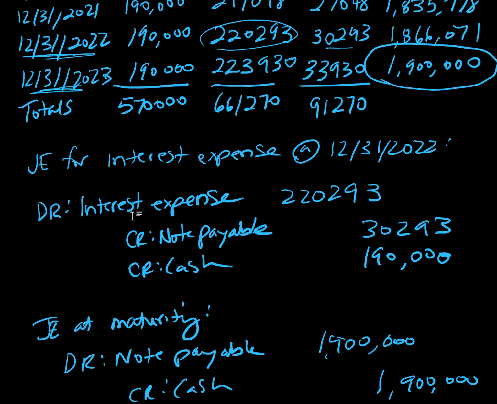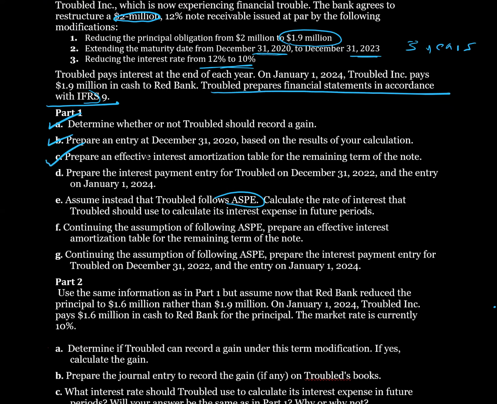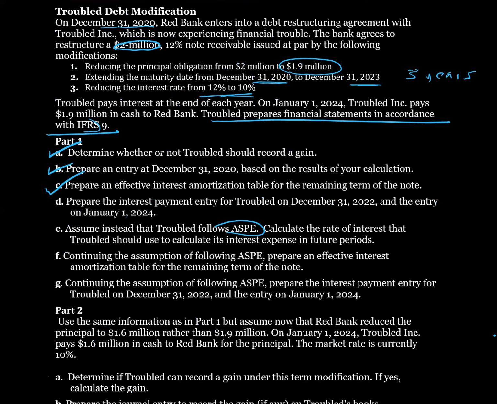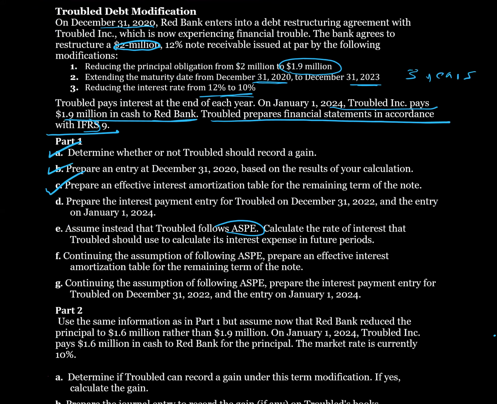And it does say that Red Bank had enough money to make that payment. Because if we go way up in the question, we've got on January 1st, 2024, Troubled Inc. pays 1.9 million in cash to Red Bank, meaning that they did come up with the funds to repay the face value of the note. Okay, so we did D. So now let's take a look at E. E says, assume instead that Troubled follows ASPE.